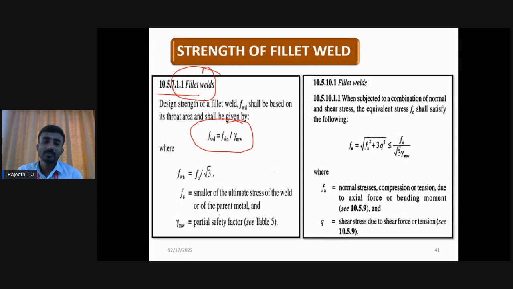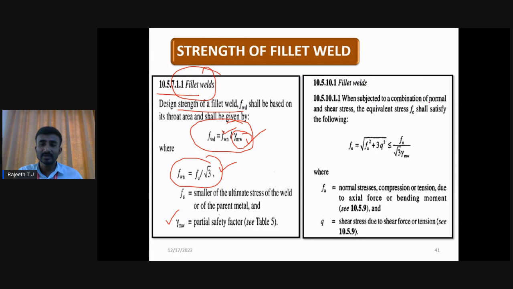So weld strength, design weld strength, F_wd equals F_wn by gamma m_w. We know this gamma m_w depends on site weld or field weld. That is the partial safety factor for material. For site weld, the value will be 1.5 since we have a lesser degree of quality control, and for factory or shop weld, we can take it as 1.25. Whereas F_wn will be f_u by root 3, the smaller of the ultimate stress in the material or the parent metal, partial safety factor. This is the design strength of the fillet weld.